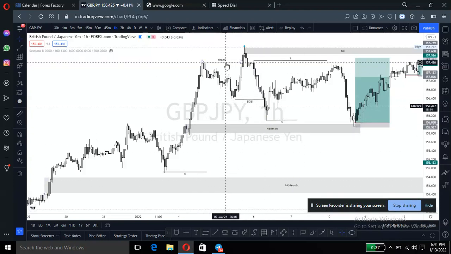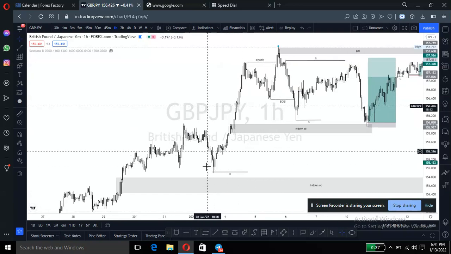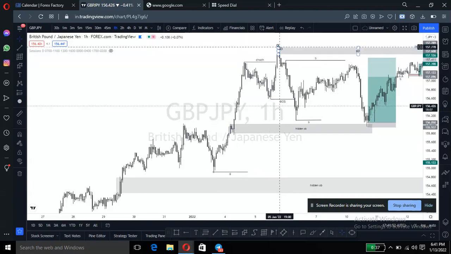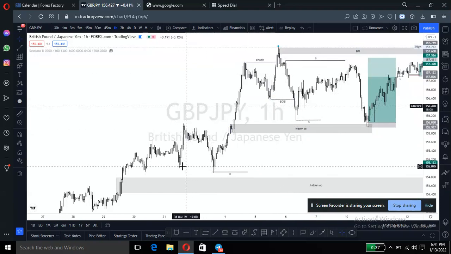All right. And I saw this was our range. This was our lower low, lower high, lower low. Sorry, I messed up. My phone was ringing. I was a bit distracted.